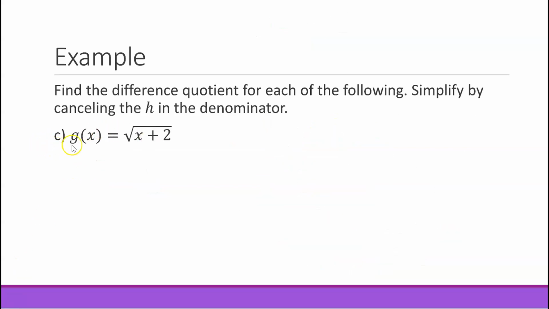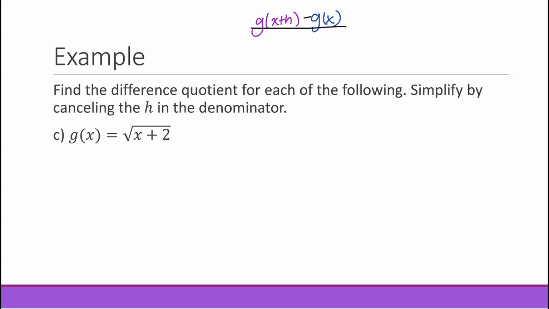In this part, part C, we have g of x equals the square root of the quantity x plus 2. So here, I'm going to go ahead and set up the difference quotient using the function g. So g of x plus h minus g of x all over h. So once again, we already have g of x. We have the top right-hand side of the difference quotient. We need g of x plus h.